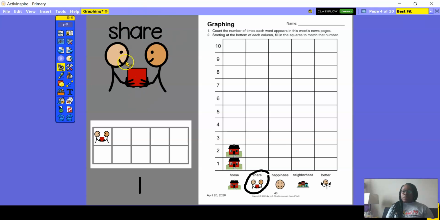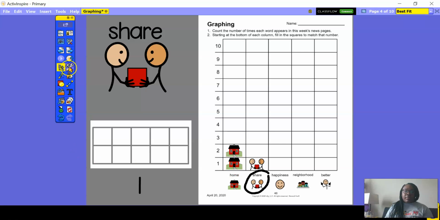So this again, I just blew up the picture so that it's a little easier to see. Share was in our story one time. One time. And so I put that one picture, only one, in my ten frame. So again, if you've printed the document, you can have your kiddo touch and count. Or if you're using the video, you can just pause the video and have them touch the screen. So this is one. How many did we count? Only one. So I'm going to move my picture and put it on my graph.